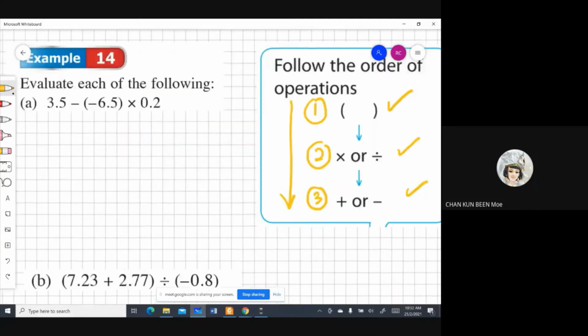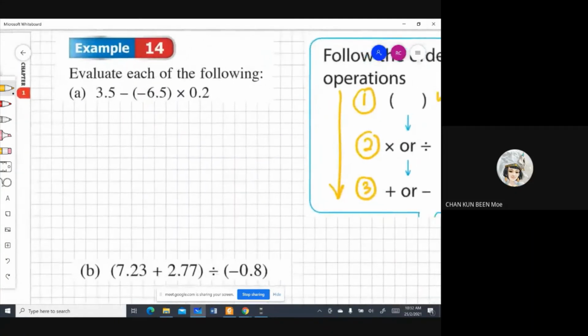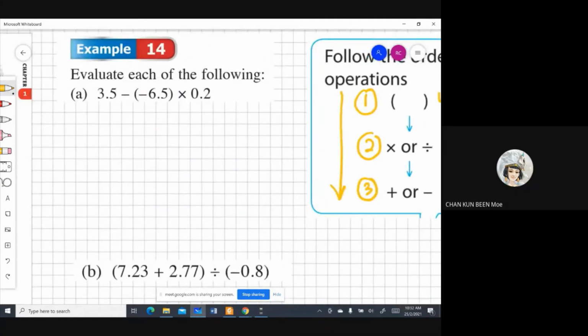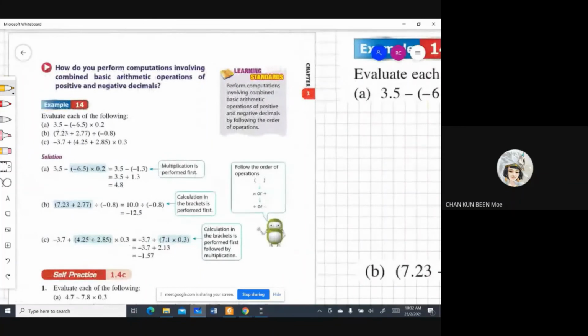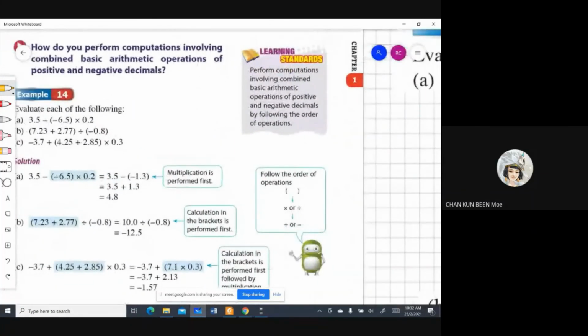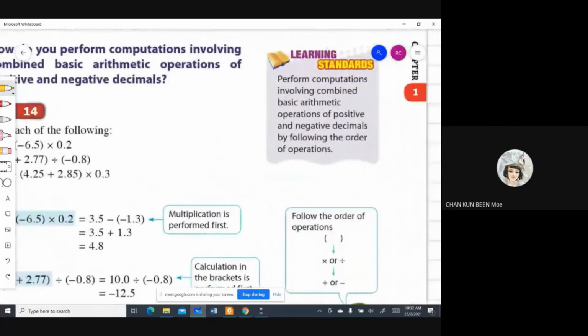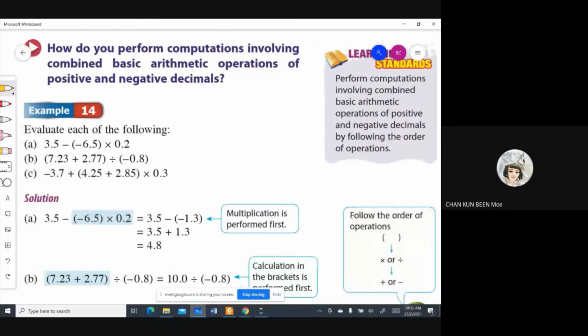Now we look at the example here. Evaluate each of the following. I'm going to explain the one that is given in the book first, because I actually have another way of solving it. So it's up to you to choose later on. The one that I'm going to discuss is A. Evaluate each of the following. 3.5 minus negative 6.5 times 0.2. We have a bracket here, we have a multiplication here.